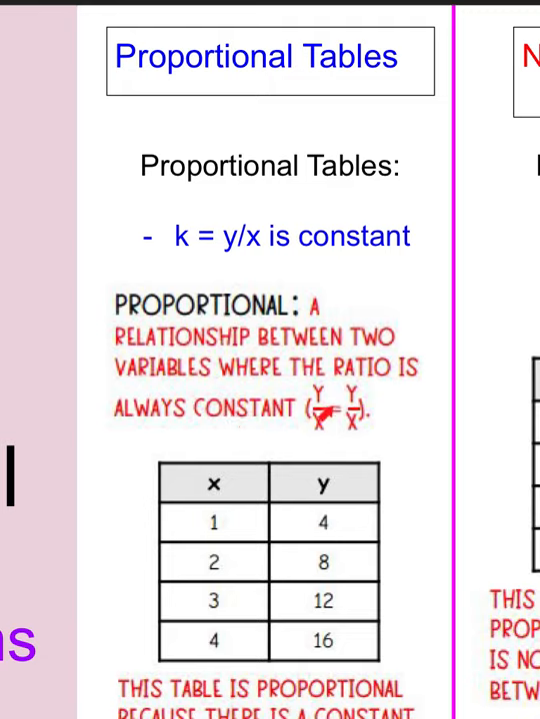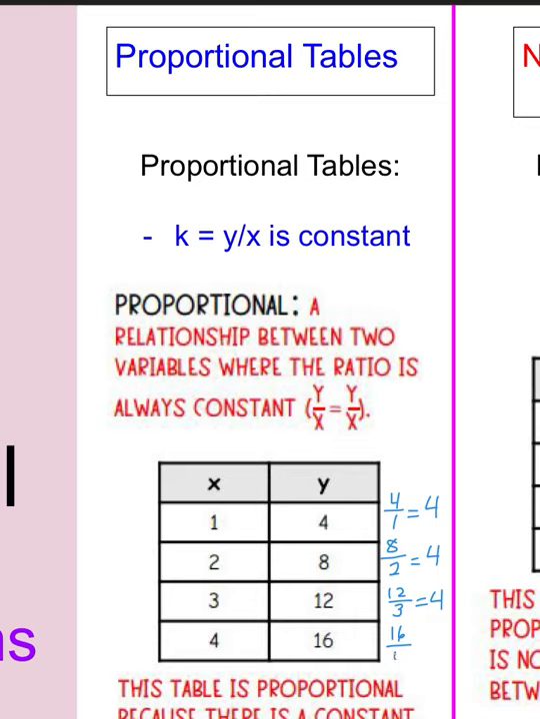y over x equals y over x. So if I take a look at the table and I do my y over my x, that would be 4 over 1, which would equal 4. I do the next one, 8 over 2, which equals 4. 12 over 3 simplifies and equals 4, and 16.